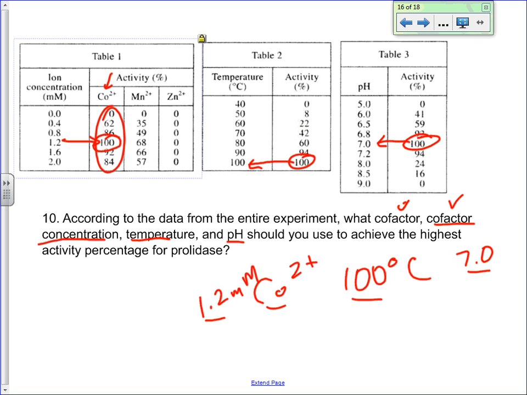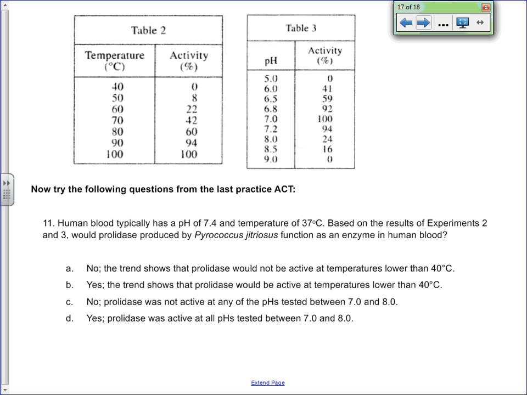Boom. Okay. Last but not least, this is a question that was actually from a practice ACT. Human blood typically has a pH of 7.4 and a temperature of 37 degrees Celsius. Based on the results of experiment 2 and 3, would prolinase produced by Herococcus gyratusis function as an enzyme in the human blood? All right. So would our enzyme that we're looking at, and this is actually the same enzyme as proteosis, work in human blood?